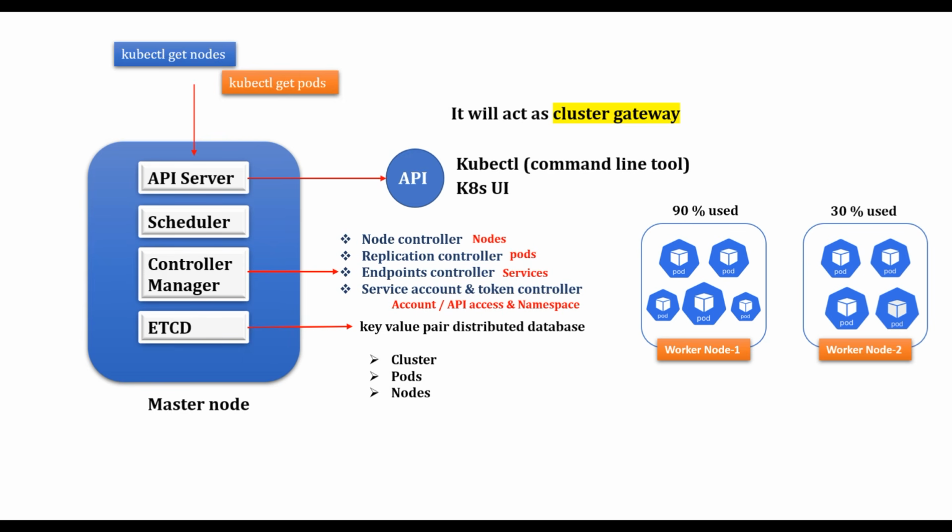So these are the four components of the master node. Usually they keep monitoring the health of your cluster. We'll practically understand this when we deploy our first application to Kubernetes. Okay. Now let's understand the components of the worker node.